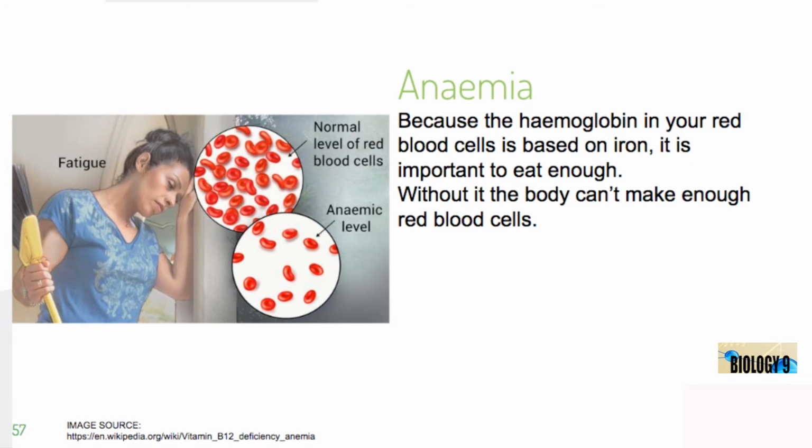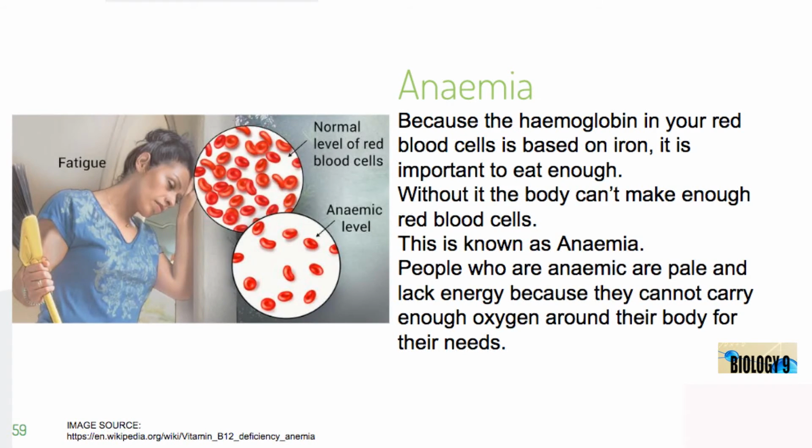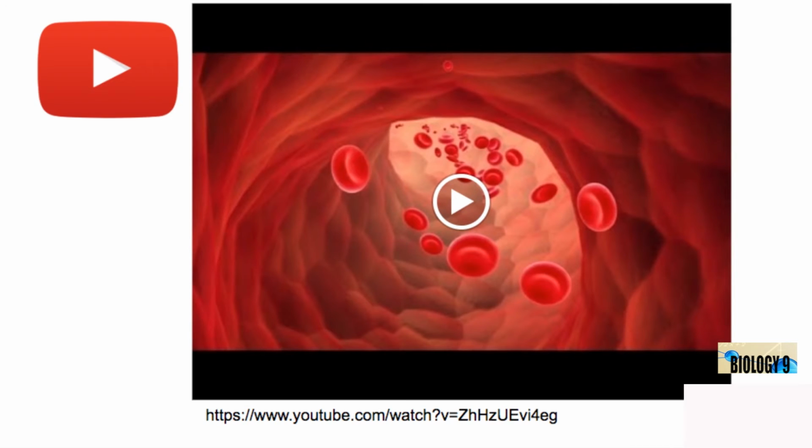And if you don't, then your body can't make enough of these red blood cells and you can't transport oxygen around efficiently, which is known as anemia. And if you have anemia, you could be quite pale, you won't have much energy, and essentially you are oxygen deprived and you'll be very fatigued. So that's why it's important to eat plenty of iron. Here's a video that explains some of anemia and red blood cells in more detail.